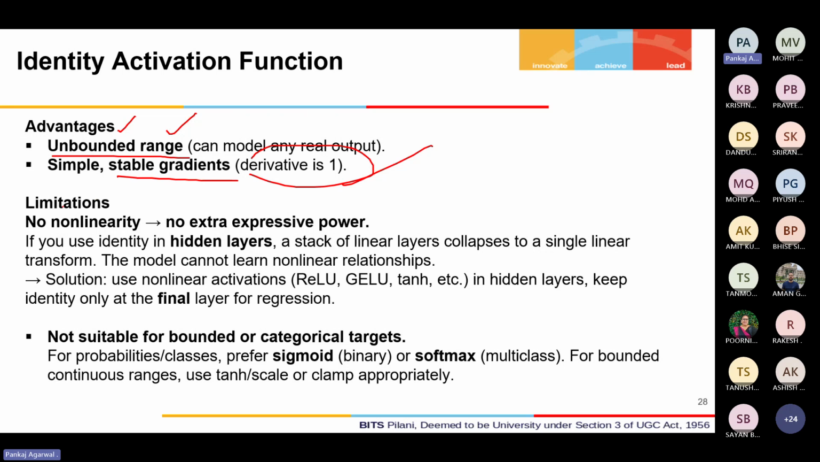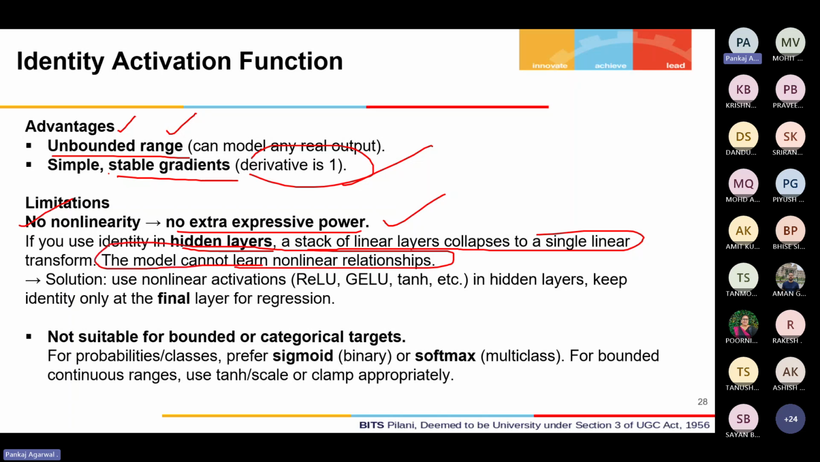Limitations are what? There is no non-linearity, no extra expressive power, obviously. If we use the identity function in hidden layers, as long as this is a simple neuron model, okay. If I had used this in hidden layers, a stack of linear layers collapses to a single one. So the use of hidden layers doesn't fit in very well because they again would result in a linear thought process, right? So there won't be any transformations happening in the hidden layers. So the model cannot learn non-linear relationships, right?